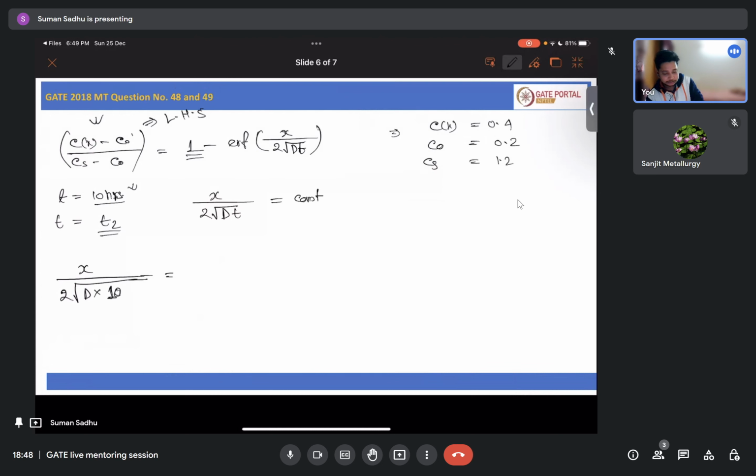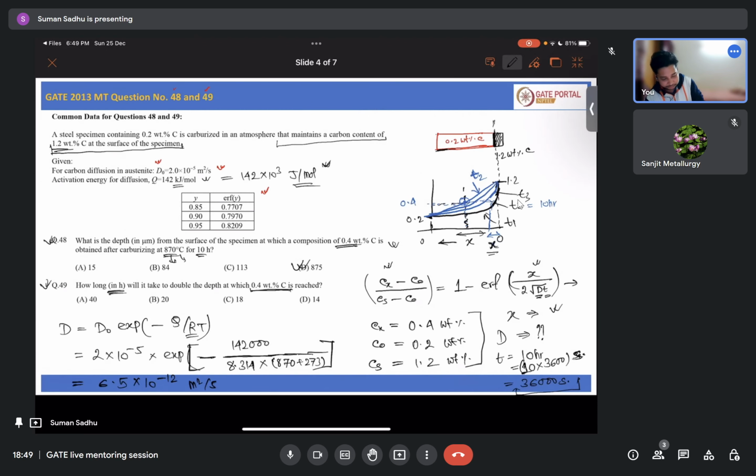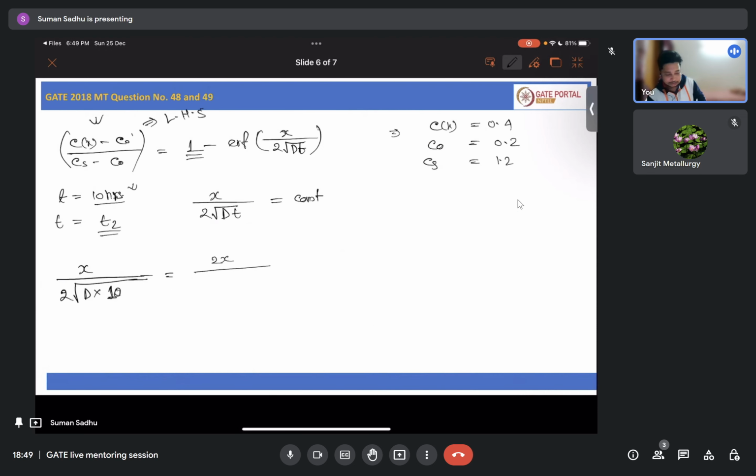Now in the second case your depth will be 2 times, so 2x. If you see the question, it asks how long it will take to double the depth at which the concentration of 0.4% carbon is reached. So if you double the depth it will be 2x, and again 2 root of d into t. d will be constant because in the error function solution we assume that with concentration the d value is not changing. Because of that assumption your d will be fixed for this case also.